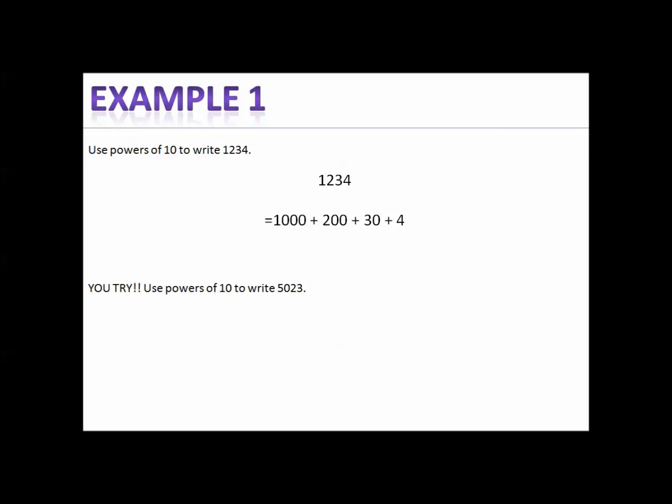As we examined on the last slide, 1,000 can be written as 10 to the 3. Or, as we all know, any integer can be written as 1 multiplied by itself. So in this case, we have 1 times 10 to the 3. We also examined on the last slide that 100 can be written as 10 to the 2. But in this number, we have two 100s. Therefore, we have 2 times 10 to the 2.